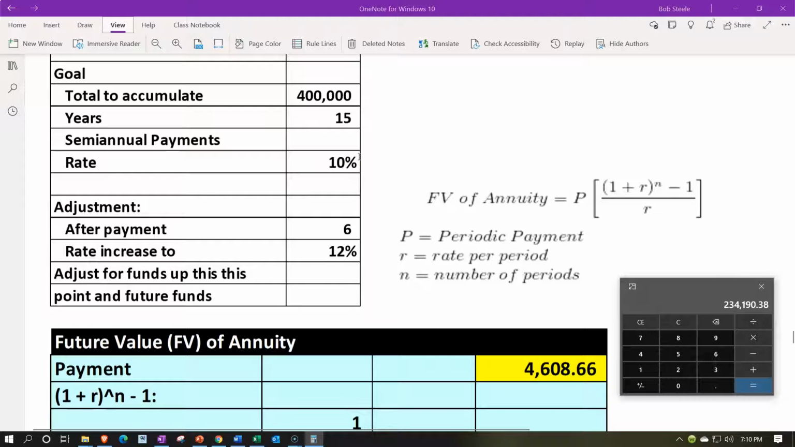Now we just have a different set of numbers, same kind of problem. We have the future value, which now is going to be this number, the 234,190.38, equals P, the unknown, times 1 plus R, now being 12% annually, but semi-annually, 12% divided by 2, to then the number of periods, which was 30, but now it's 15 times 2, 30, minus the 6, or 24 periods, minus 1, divided by R, once again, 6%. I'll let you do that algebra if you want to do it algebraically.